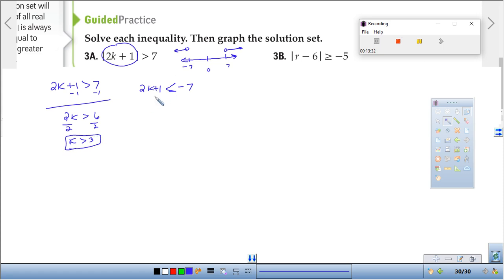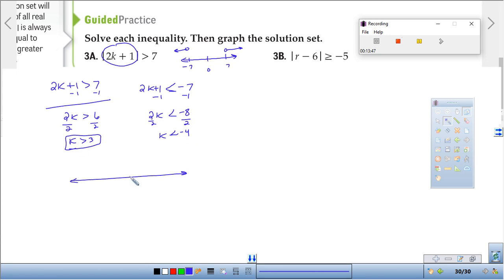Over here, let's look at this one right here. 2k minus 1, minus 1. We're going to go 2k is less than negative 8. Divided by 2, divided by 2. K is less than negative 4. Now, I know some of y'all might be thinking, sir, why didn't you switch this over? I did not divide by a negative. I did get a negative in the answer, but I don't divide by a negative, so I don't switch this. It just worked out to be a negative 4.